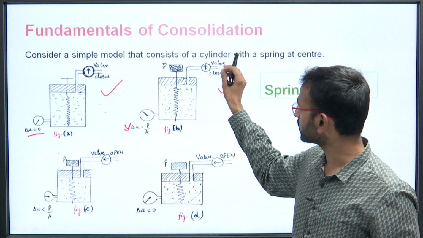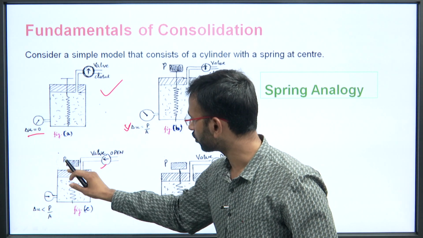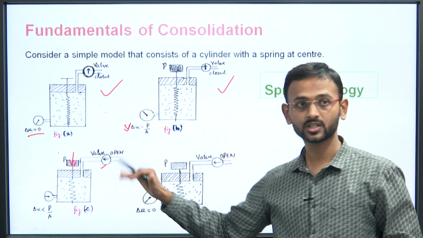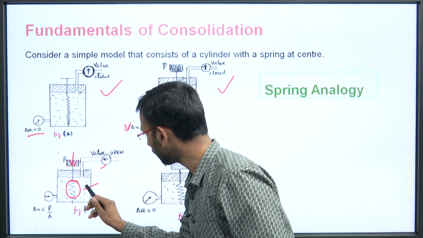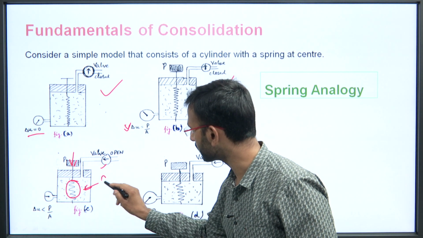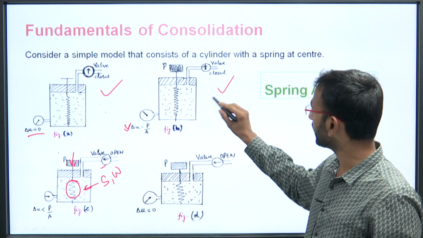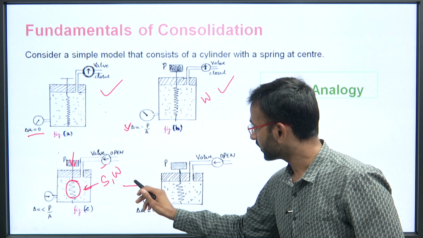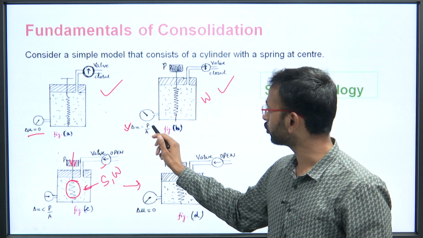But as soon as the valve is opened in the third stage, what happens? The load being applied is distributed between the soil solids, which is the spring, and the water. So these are the two things, the spring and the water, and the load is now being distributed. In the earlier stage the load was entirely taken up by the water, and here delta U is equal to P by A.